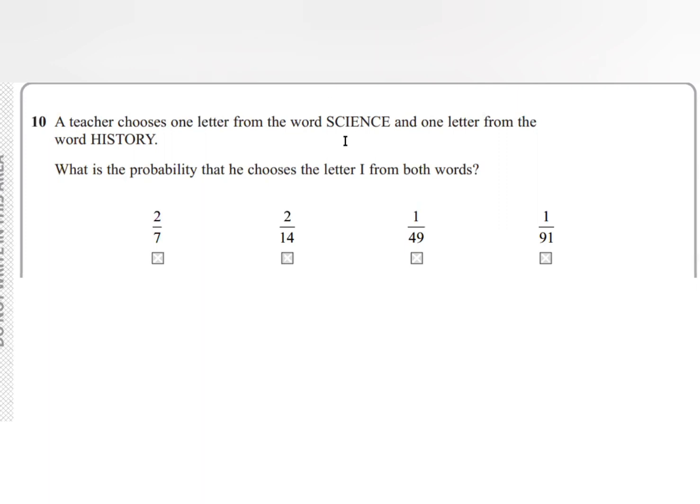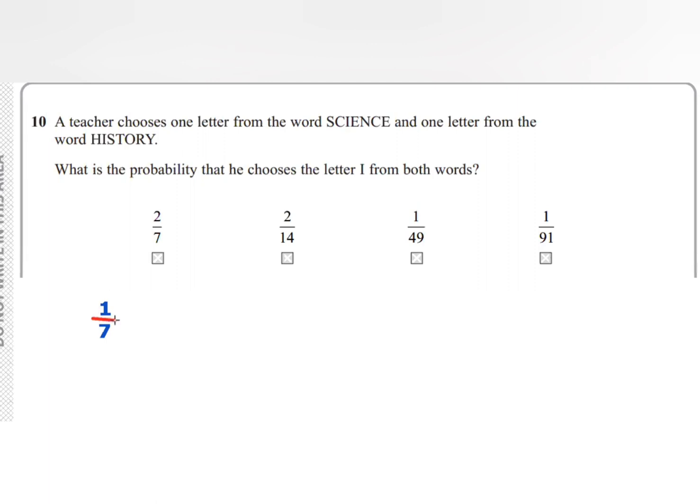Now, the probability of choosing an I is how many I's you have divided by the total number of letters that you have. Here in science we have 1, 2, 3, 4, 5, 6, 7 letters and one I. So the probability of choosing an I from science is going to be 1 over 7. So we write it like this. This is the I from science.